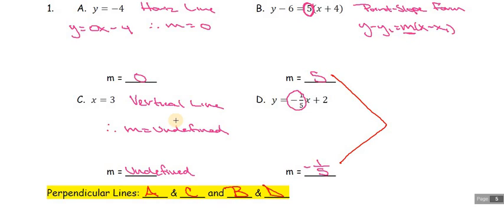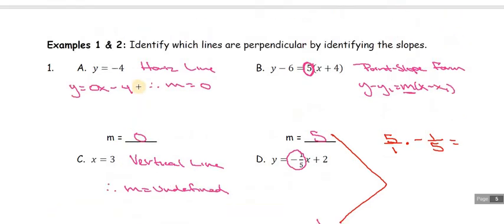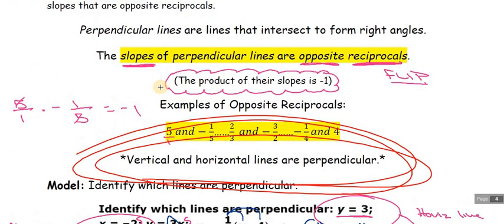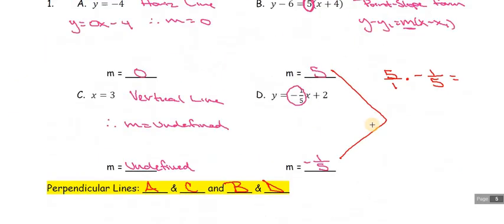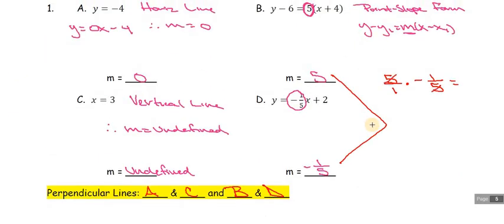Okay, we can also do the check. Does 5/1 times -1/5 equal -1? Okay, because that was another little tip here. The product of the slopes is always -1. Well, when we do that, the 5's cross cancel, we end up with -1. So, boop, we're good.